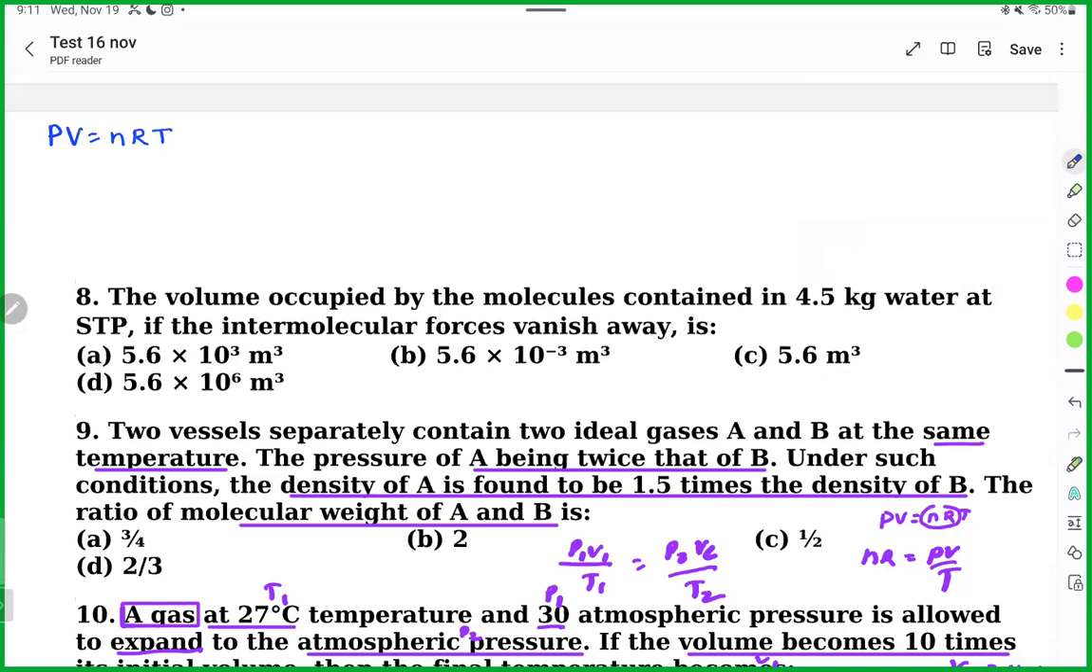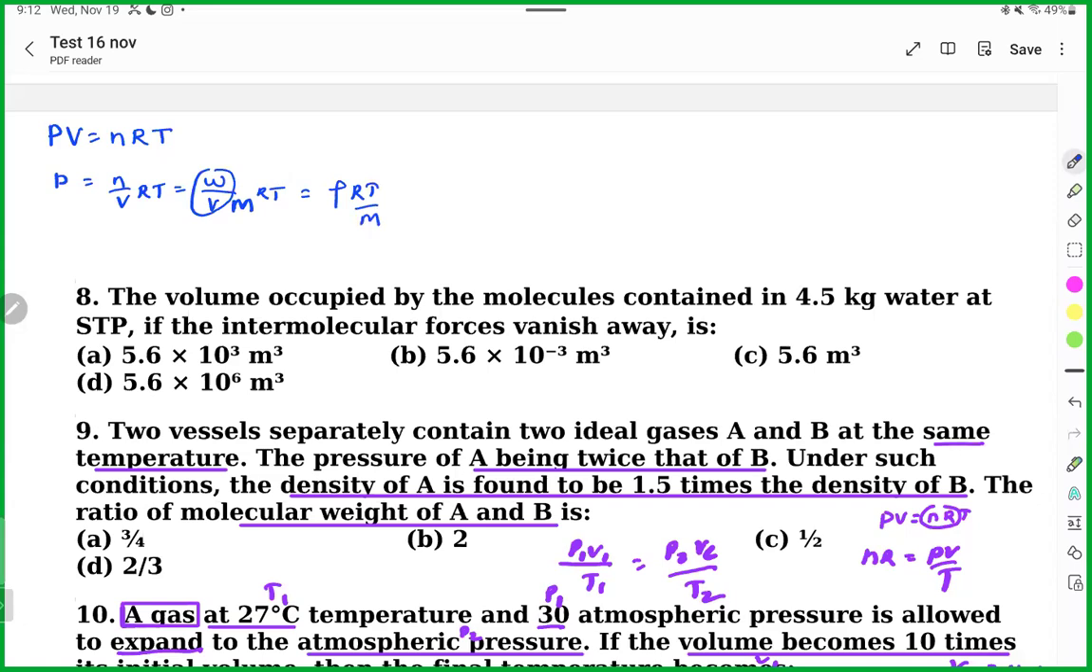PV is equal to nRT. And number of moles is given weight by molar mass, which is the formula of number of moles, correct? So P V is equal to given weight by molar mass R T, and weight by volume is equal to density. So rho RT by M.